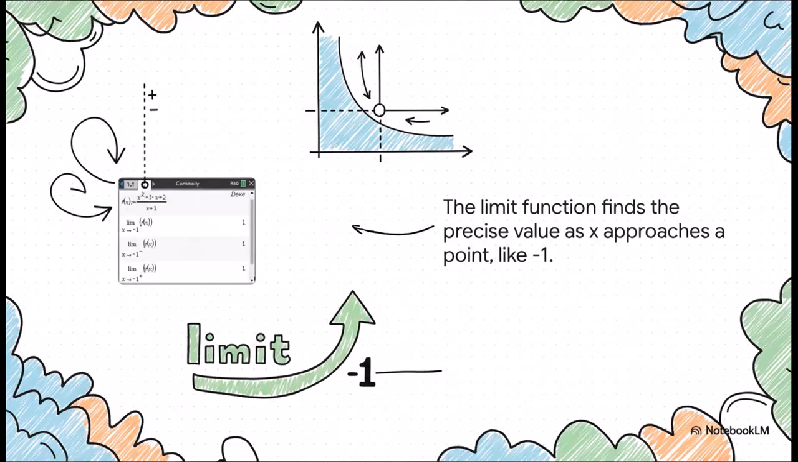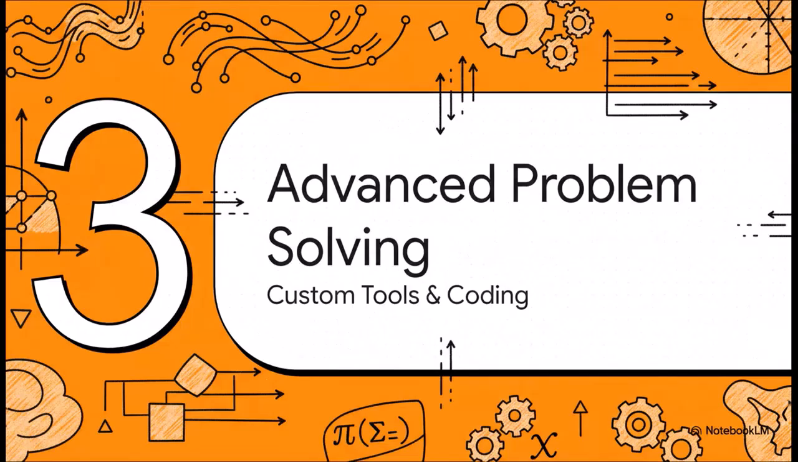You can just plug it in and find that precise value, no guesswork needed. You can even tell it to approach from the left or the right side, which is super important for understanding things like continuity.